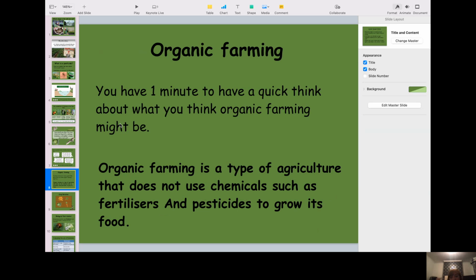So organic farming. I'm sure when you go to the shop, you see organic vegetables and organic produce. So have a think about what you think organic farming might be. Organic farming is a type of agriculture, is farming, that does not use chemicals such as fertilizers and pesticides to grow its food. So it's safer. Organic vegetables are safer for us to eat.